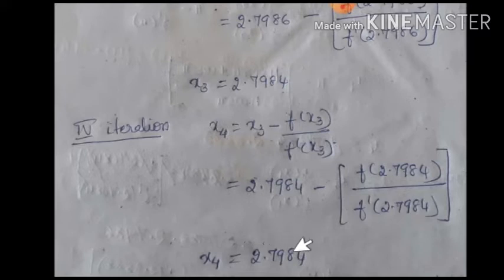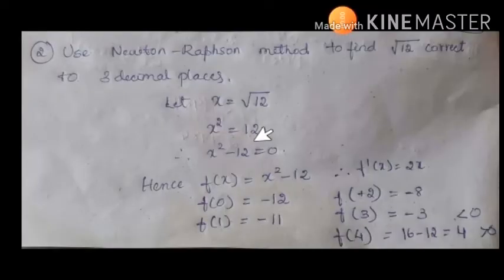Observe now the x4 value is 2.7984. So the previous iteration's and the present iteration's answers are the same. Hence the required root of the given transcendental equation is here. We will discuss one more problem related to the Newton-Raphson method.